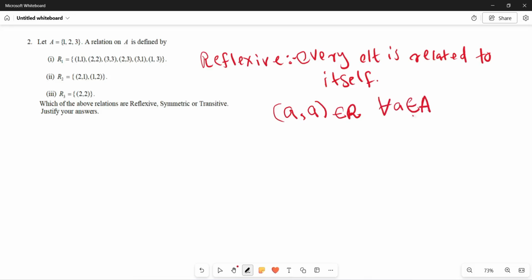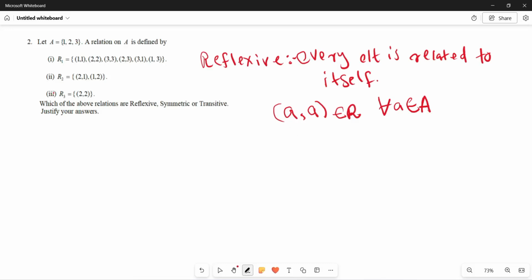What do you mean by that? For all means each of the elements belonging to A. A is here {1, 2, 3}. If all of those elements are related to itself, we call it reflexive. That means all the elements in set A, if everything is related to itself, then it is reflexive.